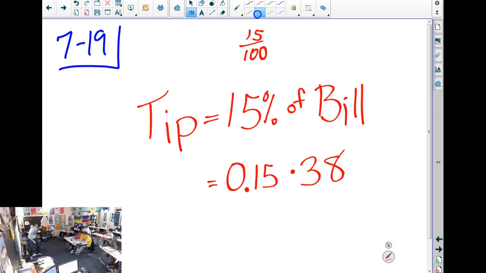The tip is extra because you're a good person. And again, America, we've set up some weird things. We just don't pay people enough, so that's why we tip them.